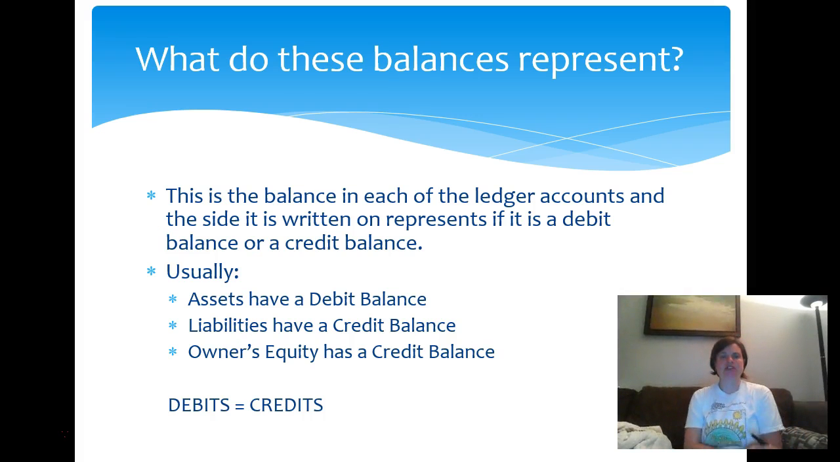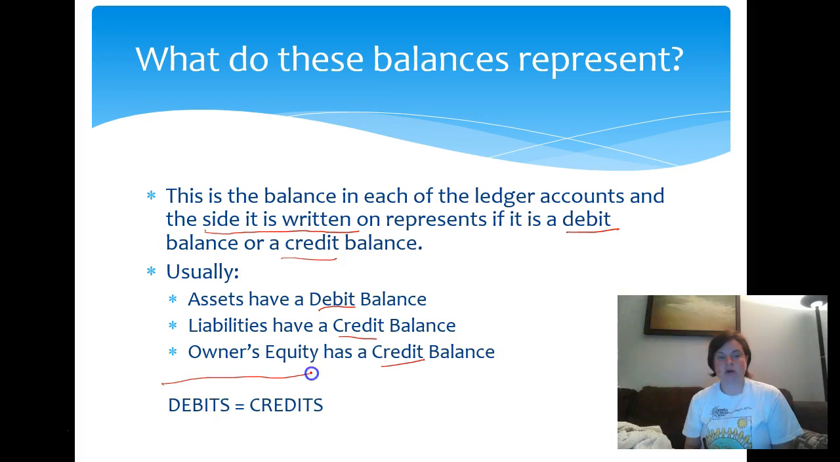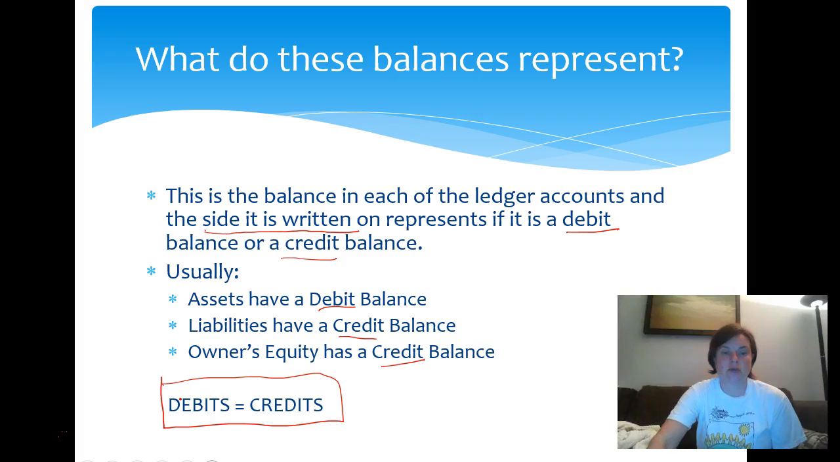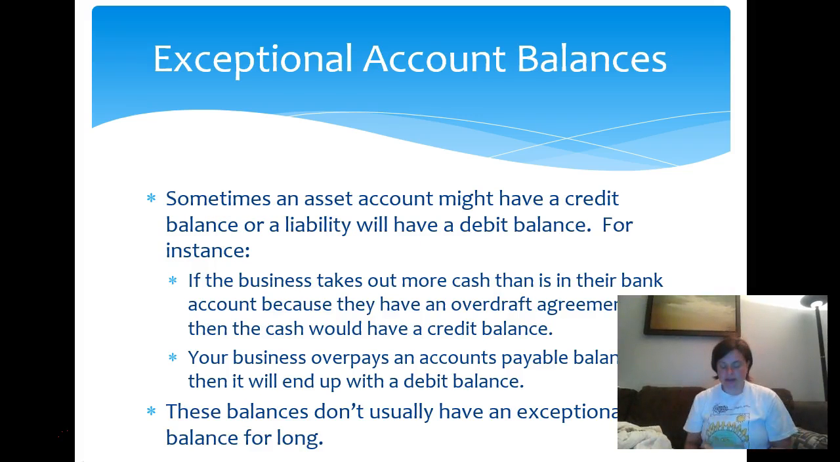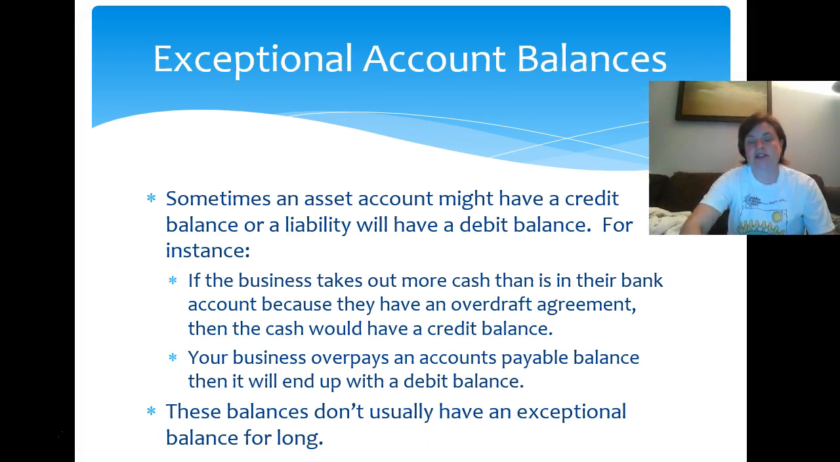So this is the balance in each of the ledger accounts, and the side it is written on represents if it is a debit balance or a credit balance. If it's under the larger number, the side it's written on represents if the account has a debit balance or a credit balance. Usually assets will have a debit balance, liabilities will have a credit balance, and owner's equity will have a credit balance. We also want to make sure that debits equal credits in our T accounts, and we're going to do that in lesson 4.4.